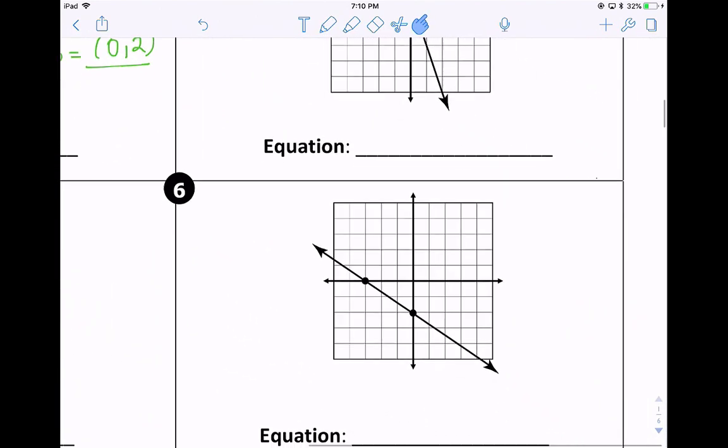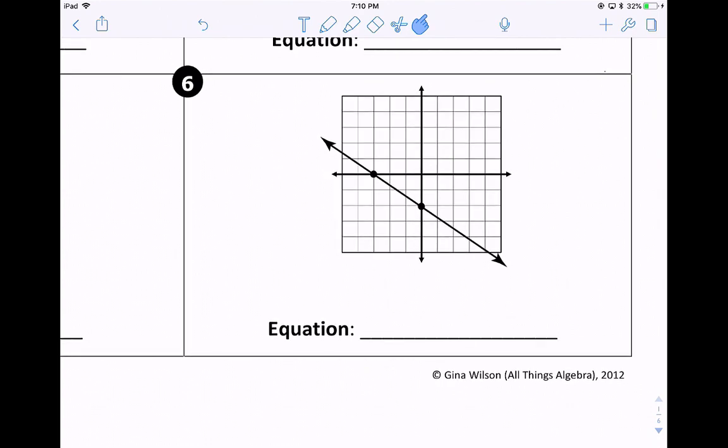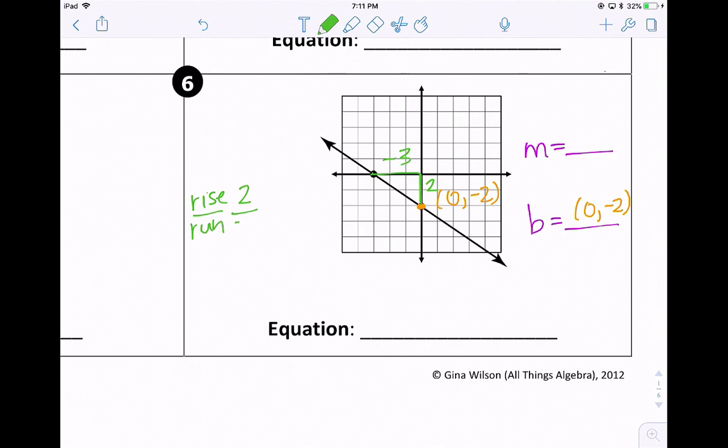All right, we're going to skip to number 6. So number 6, same thing. We need an m and a b, and I'm going to go ahead and draw those blanks again. So my b this time, my y-intercept is here below the origin, so that's going to be 0, -2. So 0, -2 is my y-intercept. All right, from there, I'm going to go up 2, that's my rise, so my rise is going to be 2. My run is going to be to the left, so that's -1, 2, 3, so -3. So my run is -3.